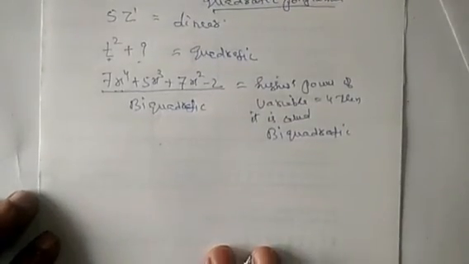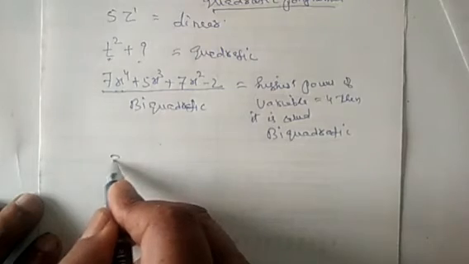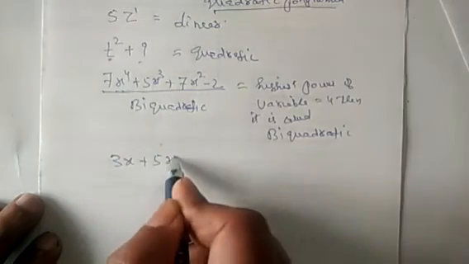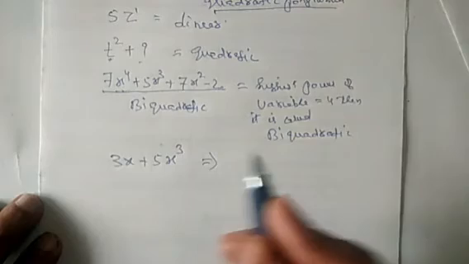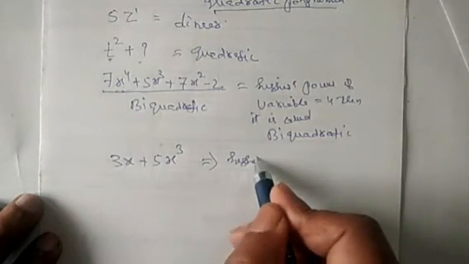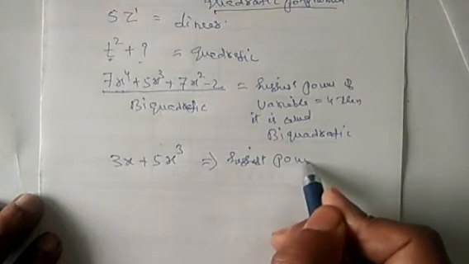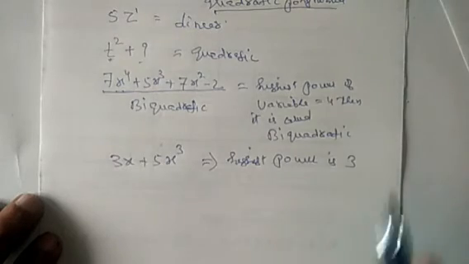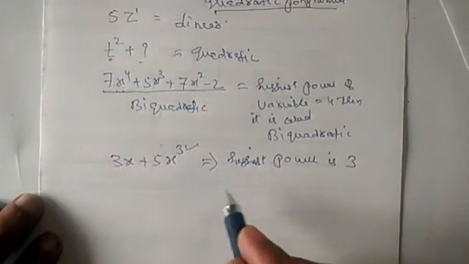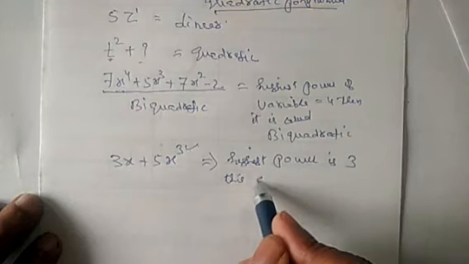Now I'll take one equation, 3x plus 5x cube. See here highest power is how much? 3. Highest power is 3, so this is a cubic polynomial.